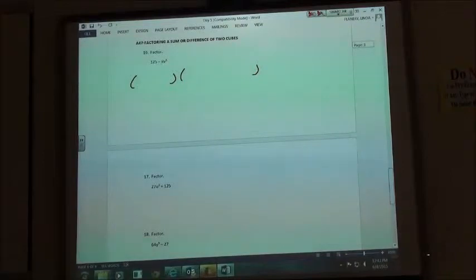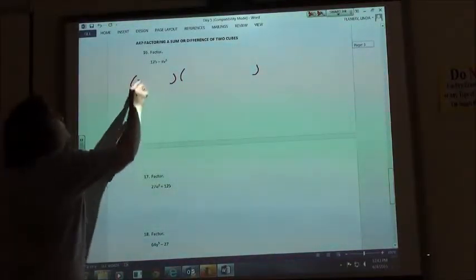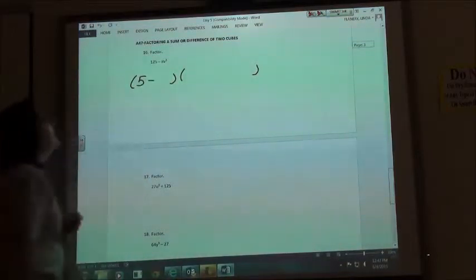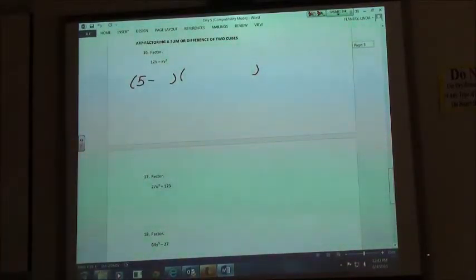So the cube root of 125 is 5, because 5 times 5 times 5 is 125. I'm going to have a minus sign in the middle. The cube root of 8v to the third would be 2v.